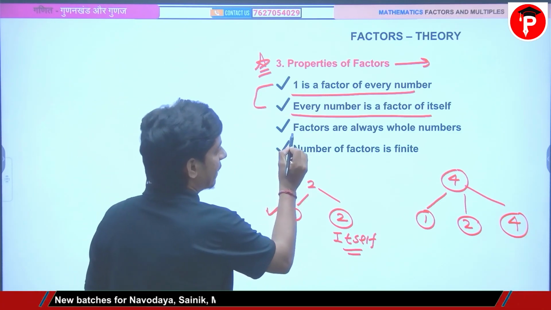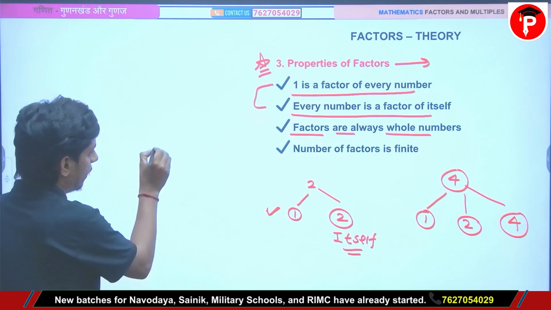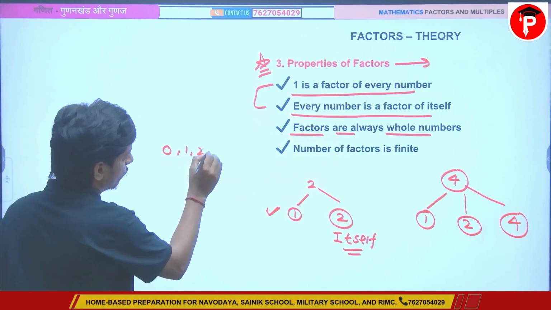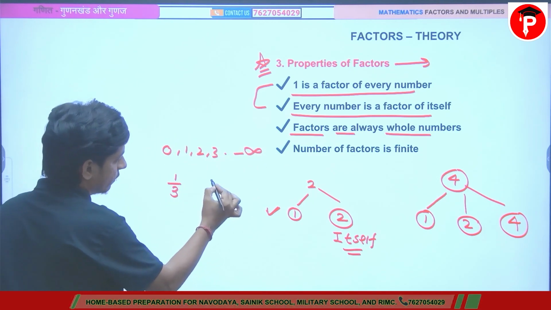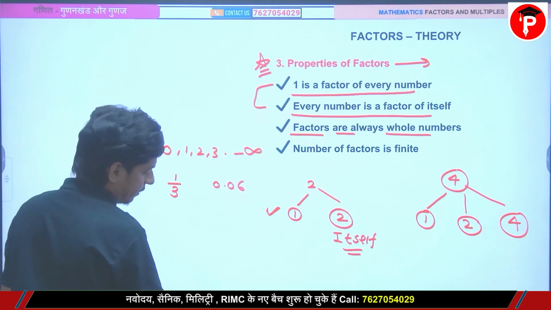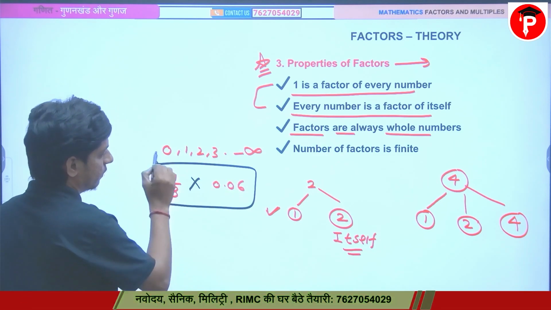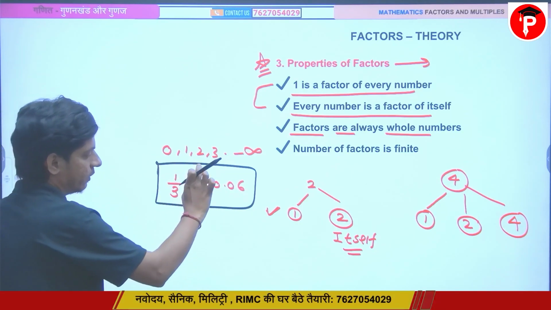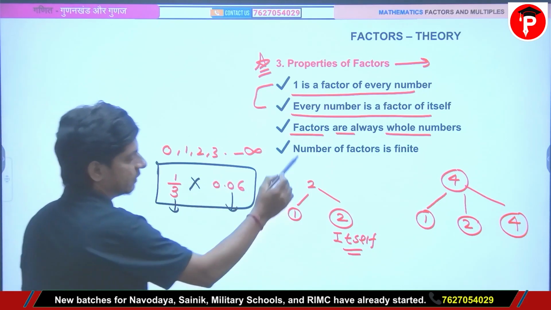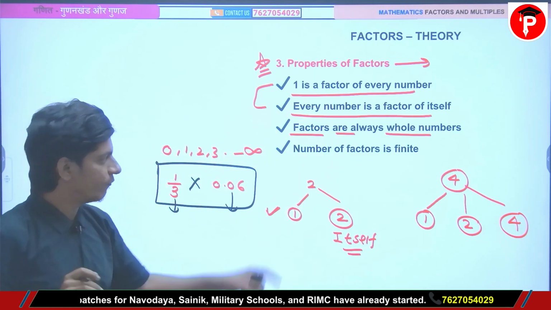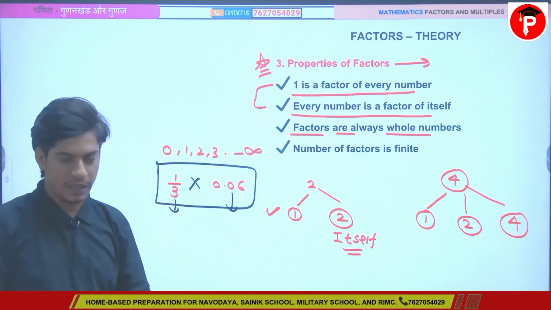Now, factors are always whole numbers. It means a factor may be 0, 1, 2, 3, and so on. The factor can't be a fraction or a decimal. Factors will always be whole numbers, not fractions, not decimals. These are not factors. This property tells us factors are always whole numbers. The smallest whole number is 0. The largest we don't know.